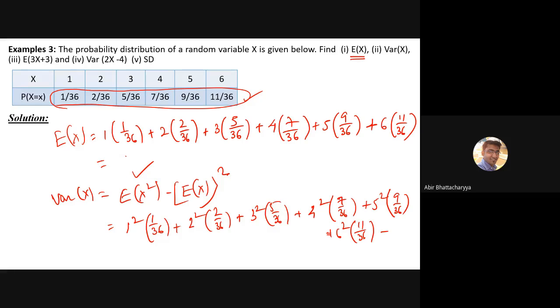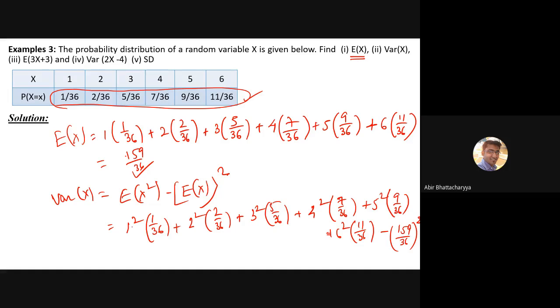Suppose we get the value here, just add them. We'll get 1 plus 4 is 5, plus 15, 5 plus 20, 20 plus 28 is 48, 48 plus 45 is 93, 93 plus 66 is 159, right? So we'll get 159 by 36. Okay. So we will have 159 by 36 whole square.